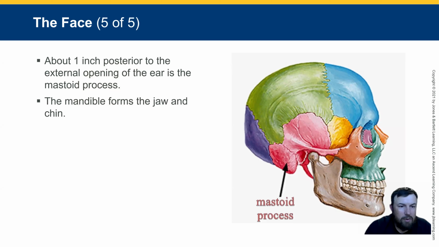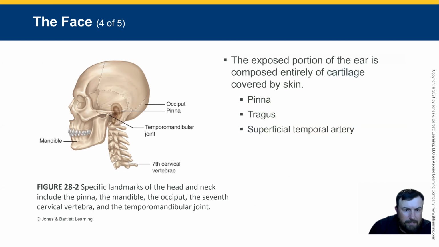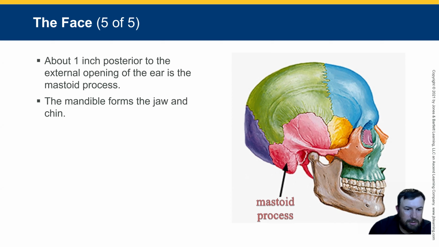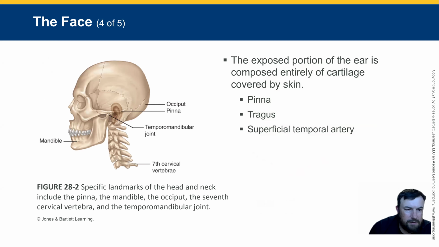Let's see the face. About 1 inch posterior to the external opening of the ear is the mastoid process. The mandible forms the jaw and the chin, which we've talked about. I am going to backtrack for just a second. So this right here, I never can pronounce all that, it's the hinge of the jaw. I just want to point that out because there might be a question on that later.